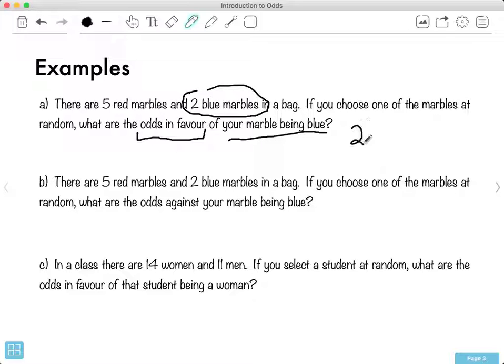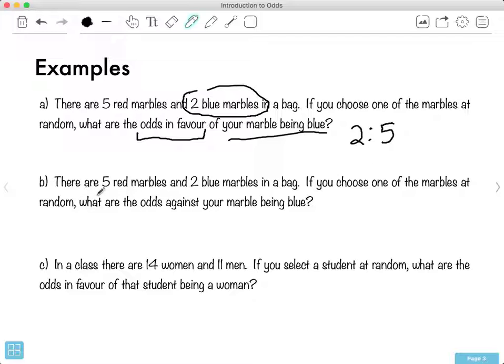So I would write a 2 for my number of successful outcomes. And then I need to write my number of unsuccessful outcomes. Again, if this was probability, the second number would be a 7 because there's 7 total outcomes. But for odds, we don't want total outcomes. We just want unsuccessful outcomes here. If you pull a red marble, you are unsuccessful. So there are 5 unsuccessful outcomes in this example.